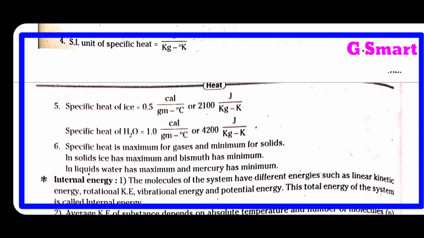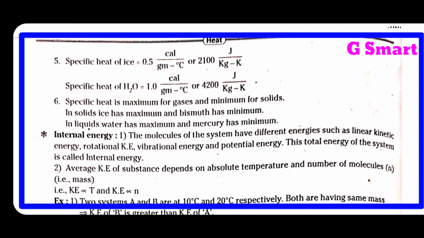Specific heat of ice is equal to 0.5 calories per gram degree centigrade or 2100 joule per kilogram Kelvin. Specific heat of water is equal to 1 calorie per gram degree centigrade or 4200 joule per kilogram Kelvin. We have to learn these values by heart. These are important while doing the problems.